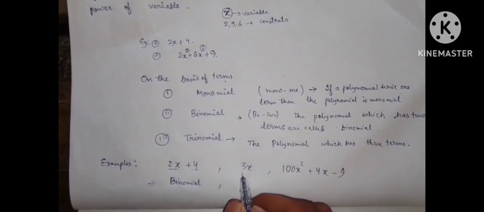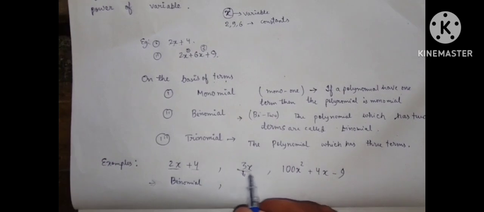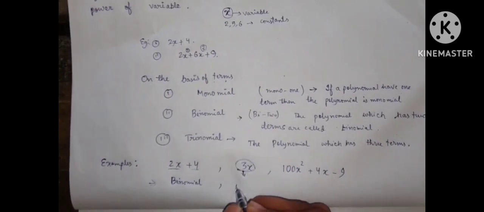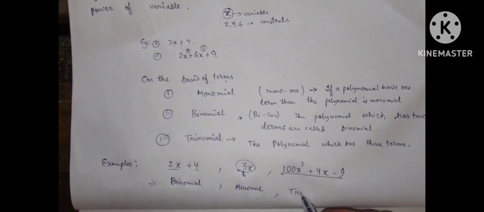Now look here, now since it has only one term, no operator, right? No plus, no minus, so it has only single term. Single means mono, so it is monomial. Now look here, how many terms are there? 1, 2, and then 3. So it has 3 terms, so it will be trinomial.